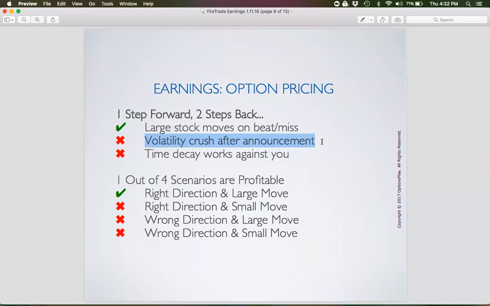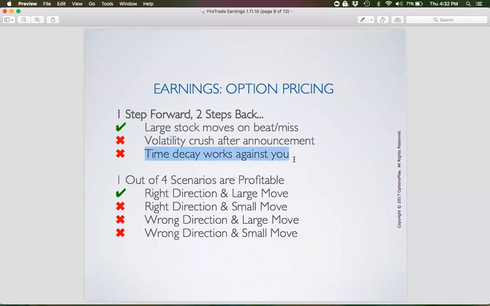Once that earnings announcement is made and we know exactly what the earnings are, volatility comes back down. And that will actually affect the price of your option. So option pricing will actually decrease in value right after earnings. So you have volatility working against you. So even if you're right on direction, volatility will always work against you, and time will also always work against you.